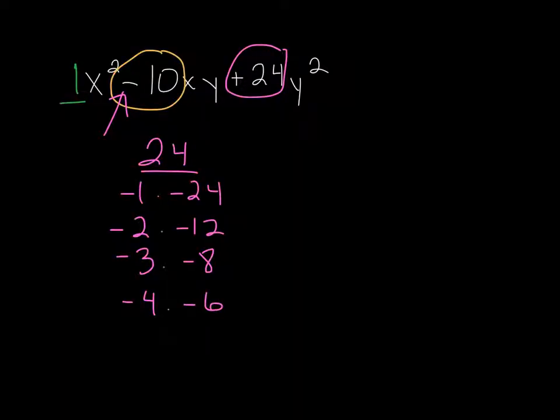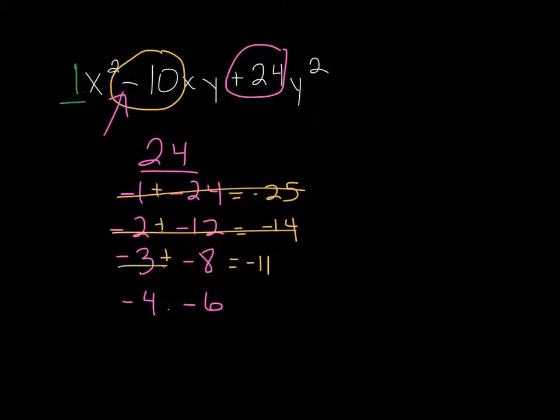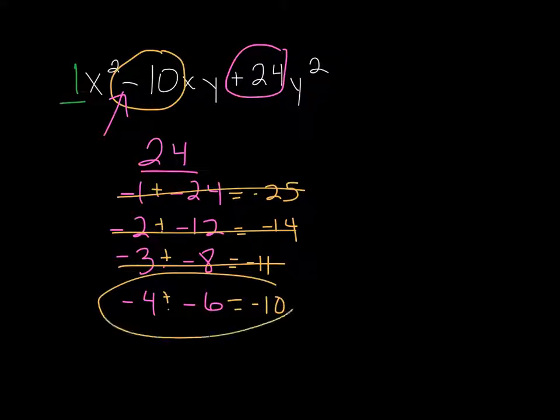So when we go to add, remember we're looking for negative 10. Negative 1 plus negative 24 is negative 25. That doesn't work. Negative 2 plus negative 12 is negative 14. That doesn't work. Negative 3 plus negative 8 is negative 11. That doesn't work. Negative 4 plus negative 6 is negative 10. There's the pair we're looking for.